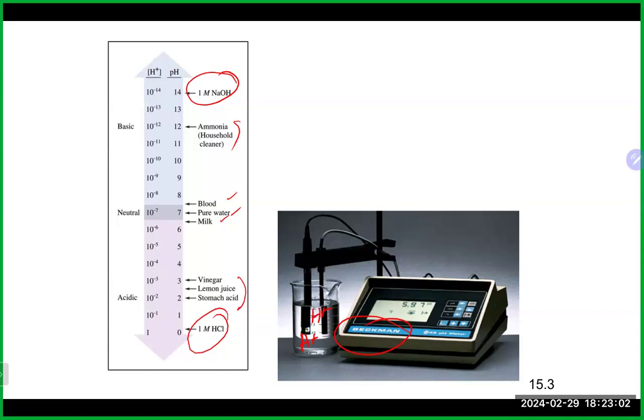We also use litmus paper, which really doesn't measure pH, but it does tell us if something is acidic or basic. When litmus paper turns red, as we talked about, I think in lab, it means it's acidic. And if it turns blue, it is basic. Again, litmus paper really won't tell you pH or anything like that.